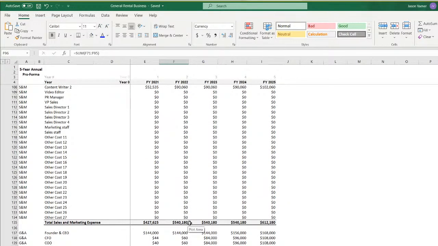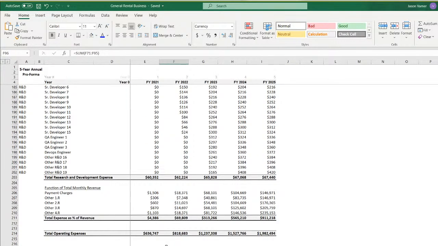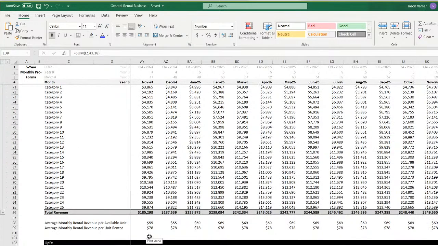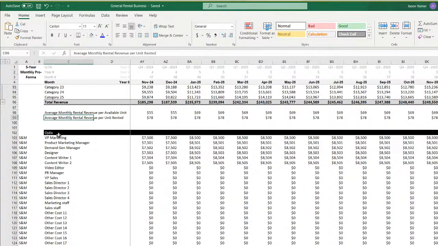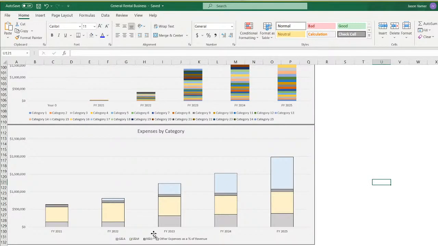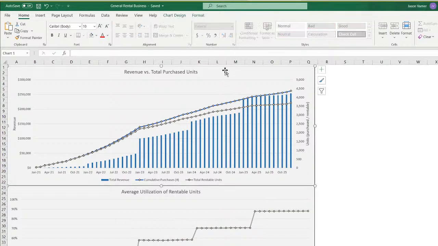Expenses by category. Oh, what was that one monthly? So this was interesting. The average monthly rentable revenue per unit rented and available. So both of these are cool. I think those are going to be line charts.